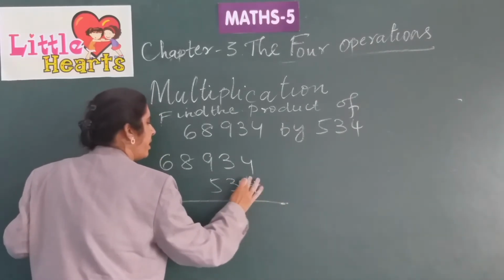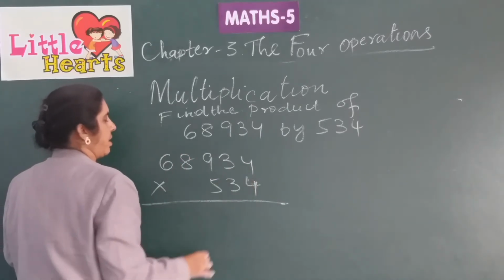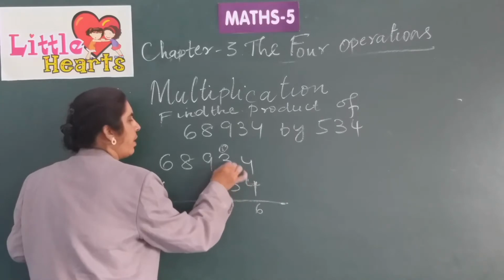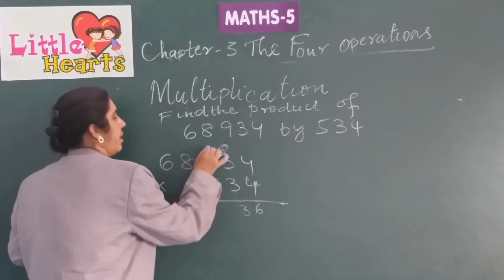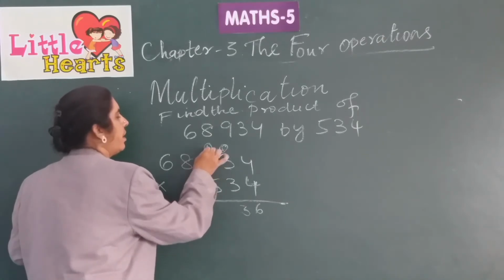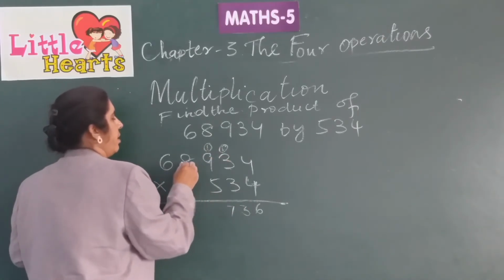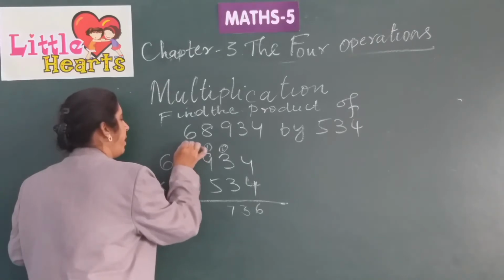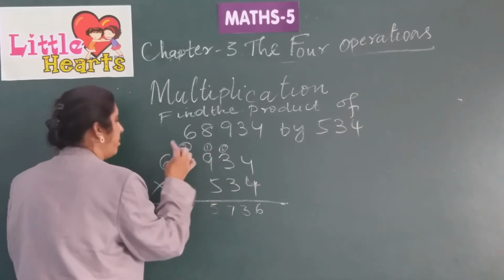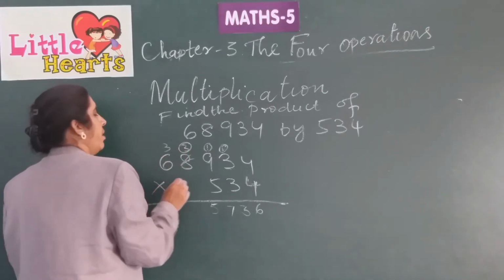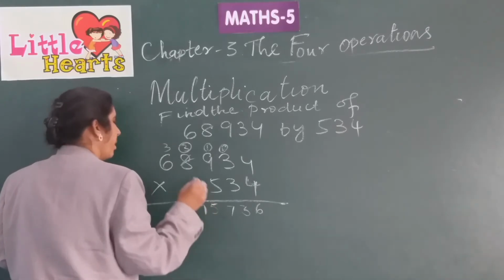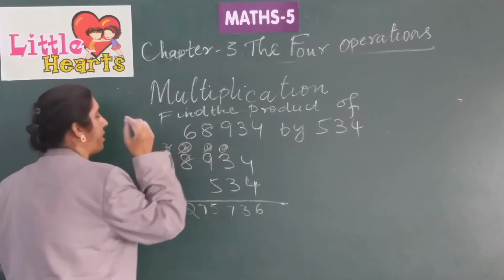First multiply with the ones place digit. 4 4s are 16, carry 1. 4 3s are 12 plus 1, 13, carry 1. 4 9s are 36 plus 1, 37, carry 3. 4 8s are 32 plus 3, 35. 4 6s are 24 plus 3, 27. Cancel all these we have added.